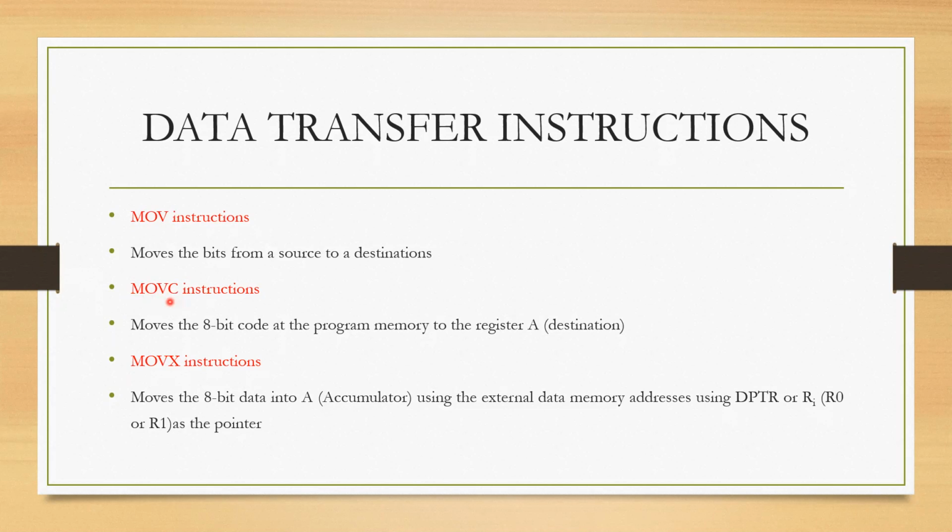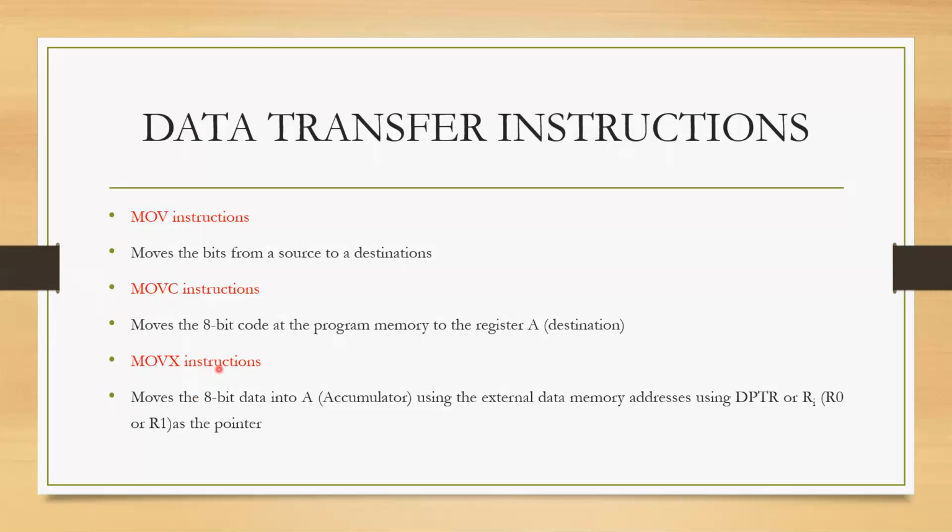MOVC means we are moving from the code memory to register A, that is, moving from ROM. We use the MOVC instruction for that, the MOV instruction we use for internal RAM, and the MOVX instruction is used for external RAM. MOVX means we are moving from the external data memory.